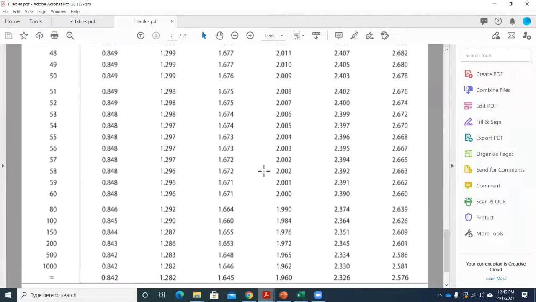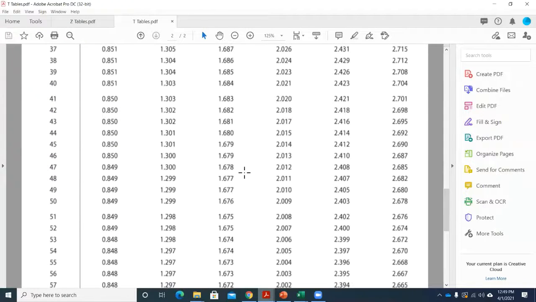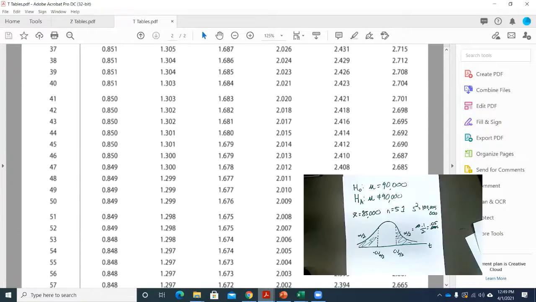So if I go to my student t-table, what I'm going to do is ask what was my sample size? I think my sample size here is 51. So my degrees of freedom would be what? Degrees of freedom is simply n minus 1. So 51 minus 1 is 50. If we wanted to do that ahead of time, we could have. So I've got my degrees of freedom of 50.